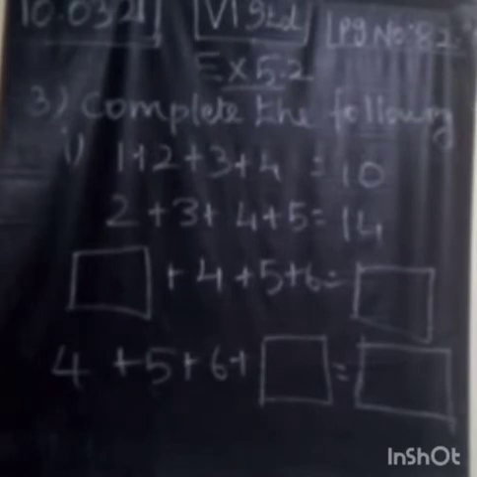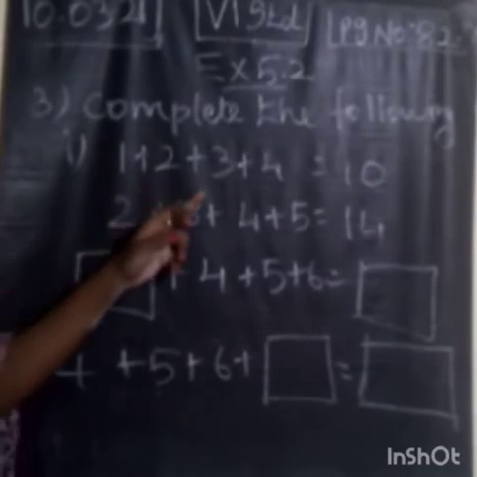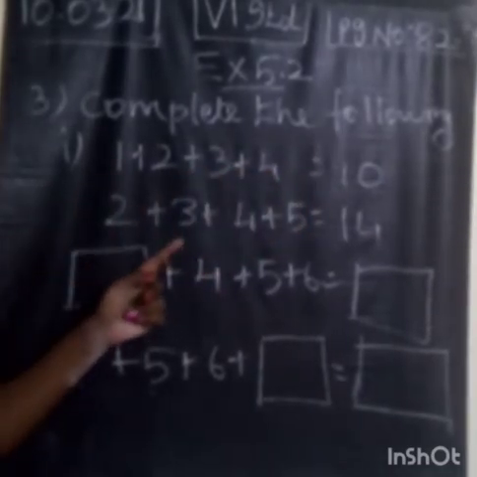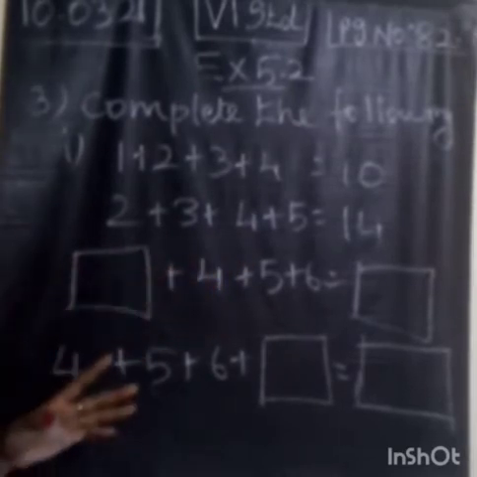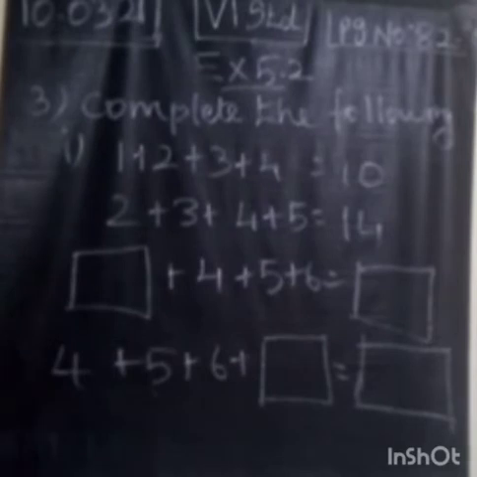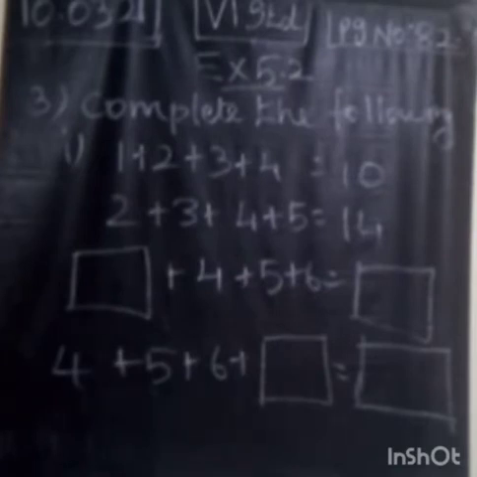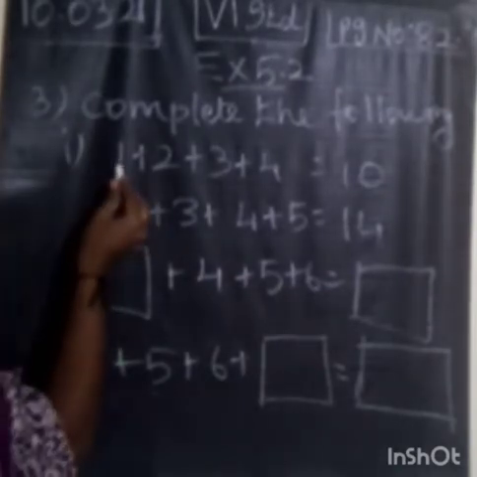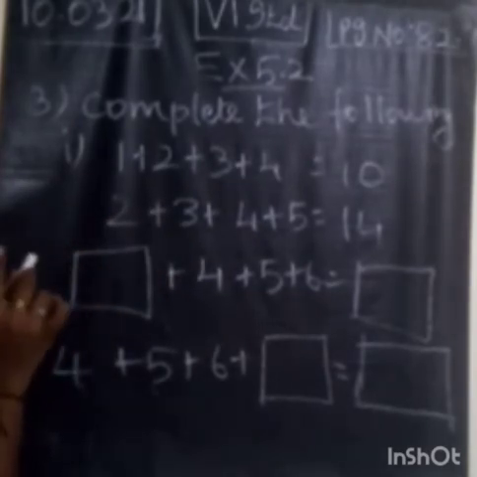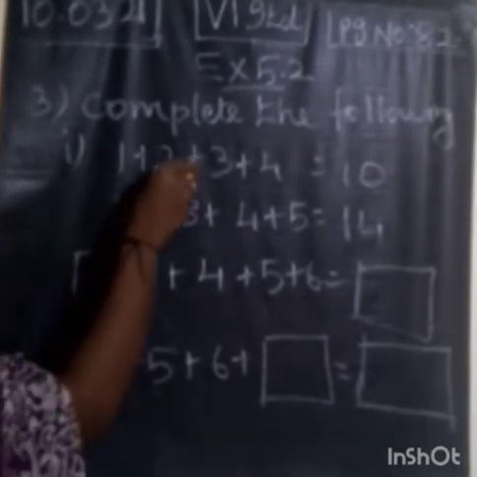Complete the following. Taking the subdivision: 1 plus 2 plus 3 plus 4 equals 10, then 2 plus 3 plus 4 plus 5 equals 14. In the box we have to complete the following. First observe this pattern. Here we have natural numbers, and the natural numbers start with 1: 1 plus 2 plus 3 plus 4.